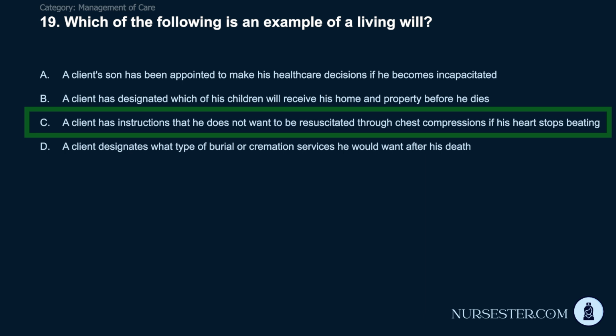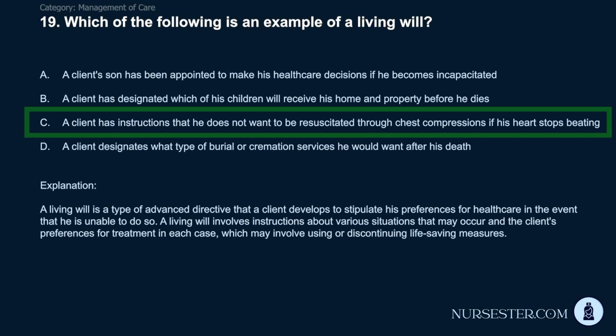heart stops beating. A living will is a type of advance directive that a client develops to stipulate his preferences for healthcare in the event that he is unable to do so. A living will involves instructions about various situations that may occur and the client's preferences for treatment in each case, which may involve using or discontinuing life-saving measures.